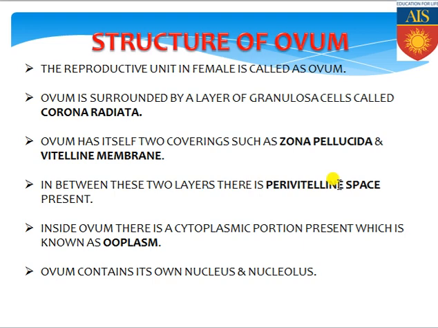This is another important piece of information to remember: outside there is the layer called the zona pellucida, and inside there is the vitelline envelope. Both of these membranes are separated from each other by the perivitelline space. Next, if you enter within the ovum, there is a cytoplasmic portion known as the ooplasm. After that, within the ovum there is its own nucleus, as well as the nucleolus. So this is overall the structure of the ovum, or you can say the structure of the secondary oocyte. Both are the same.